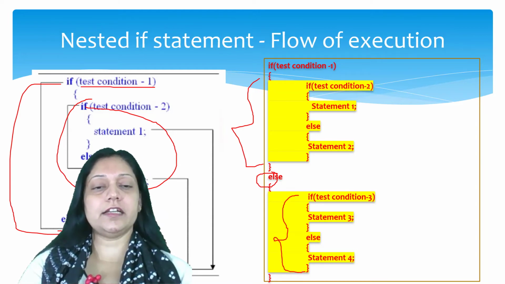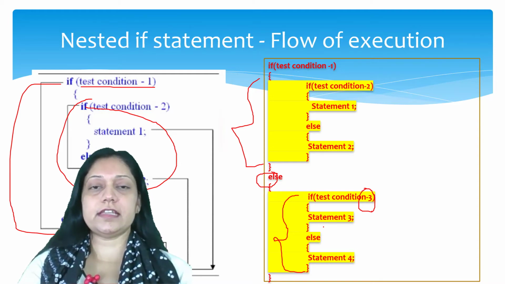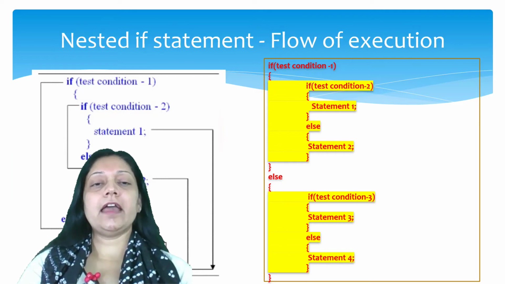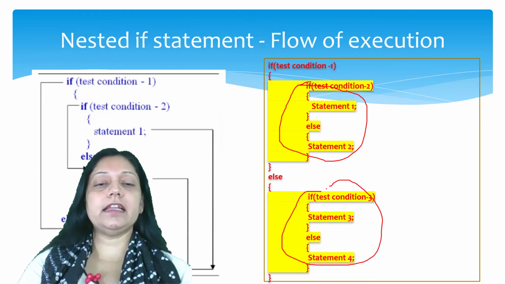if else statement. So I'll check for the new condition, that is now it's known as my condition 3. So if condition 3 is true, then statement 3 is executed. If it is false, then statement 4 is executed. So you can see here, I have an if else statement if this test condition 1 is true, in the if block, and I have another if else statement in the else block.